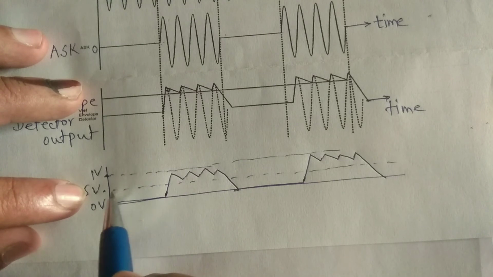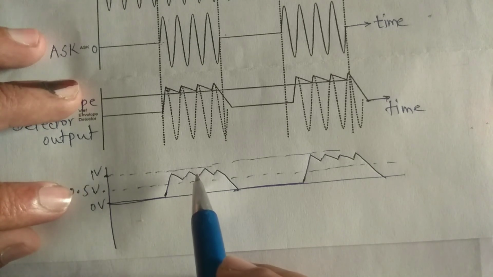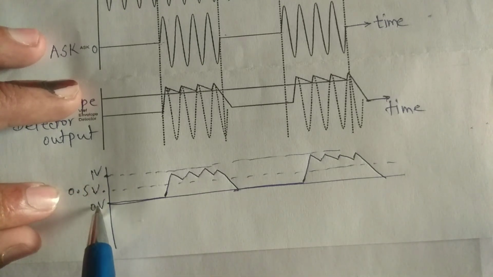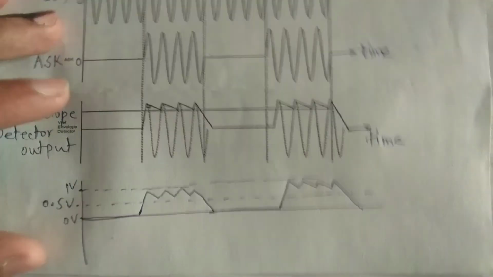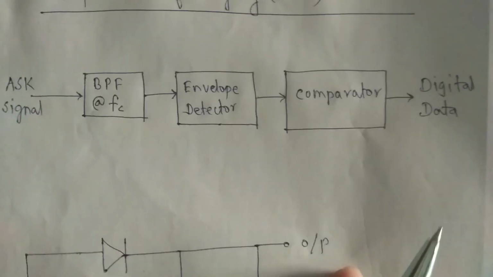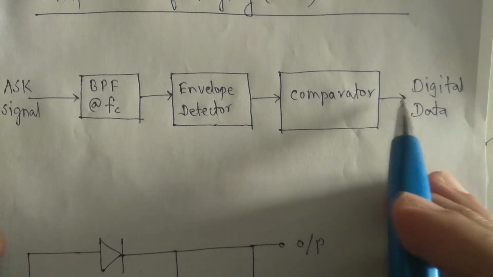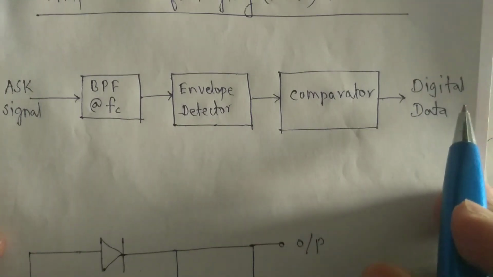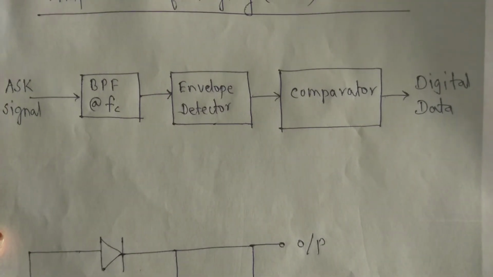If the input signal is greater than 0.5 volt, then the comparator will decide that the transmitted bit is 1. If the input signal has amplitude less than 0.5 volt, then the comparator will decide that the transmitted bit is 0. That's why this comparator is also called a decision making device, because it takes the decision whether the transmitted bit is 1 or 0. So like this, at the end of the comparator, we again get our original digital data. So this is the ASK receiver.